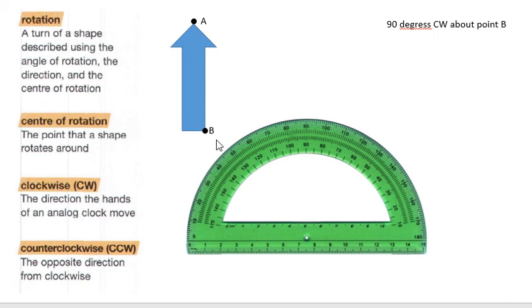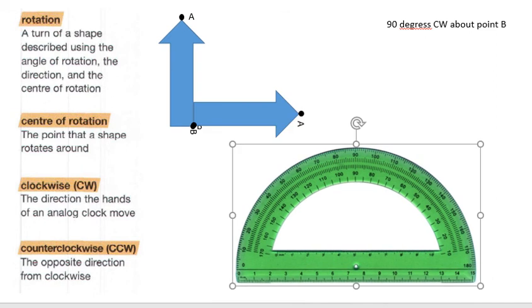Point B is right here. So if I'm rotating it about point B, it means point B is not going to move. Point B will stay right there. Everything else moves around it. If you're familiar with the pivot in basketball, the pivot foot is the foot that stays in one spot and your whole body moves around the pivot foot. So I've just rotated it.